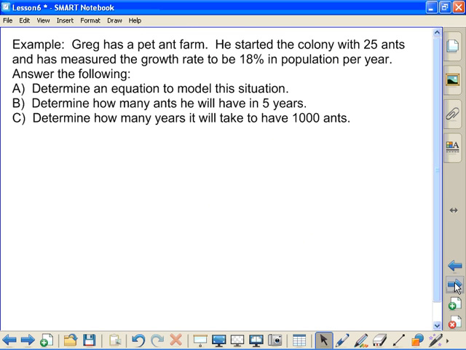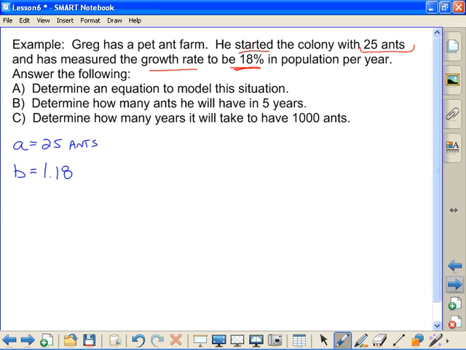Next example: Greg has a pet ant farm. He starts the colony with 25 ants. So I see the word starts and 25 ants. He's measured the growth rate to be 18% per year. What that tells me off the get-go is that, A, it's not a financial question. So my initial value will be an A, and it looks like it's 25 ants. The growth rate is my B value. It's 100% of last year's and 18% of this year's, so 1.18.